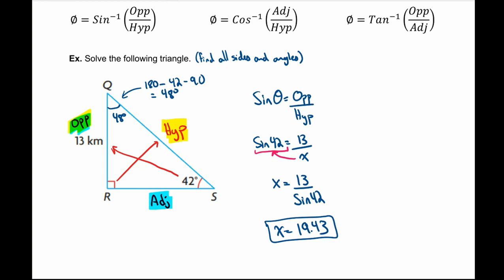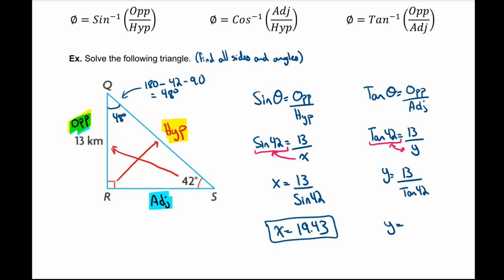The only ratio that deals with the opposite and the adjacent is tan. So tan theta, the formula is opposite over adjacent. I'm going to plug in what information I know. Tan 42 equals 13, adjacent we'll call y. Again, in this case, the missing piece is on the bottom, so we switch the two and divide. So y equals 13 divided by tan 42, and I get that y is equal to 14.44. So that's the length of the adjacent.